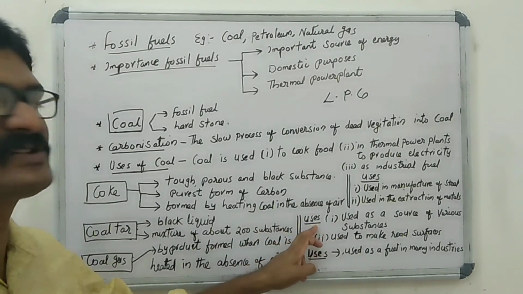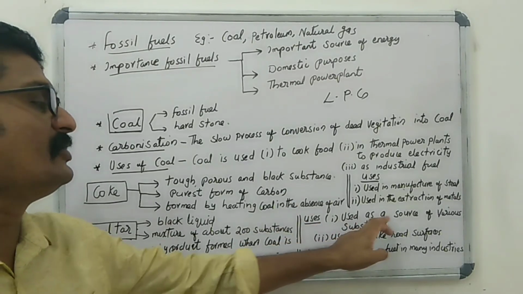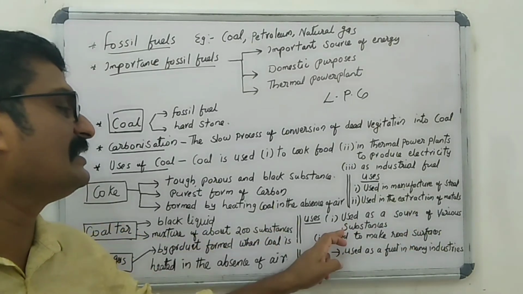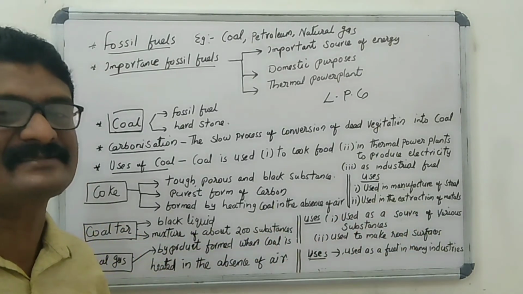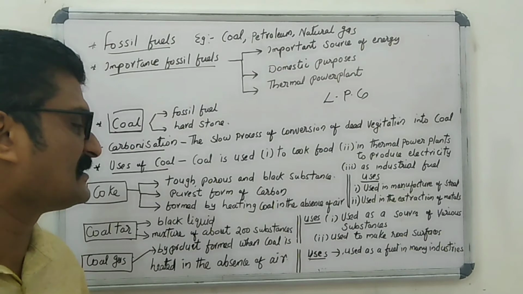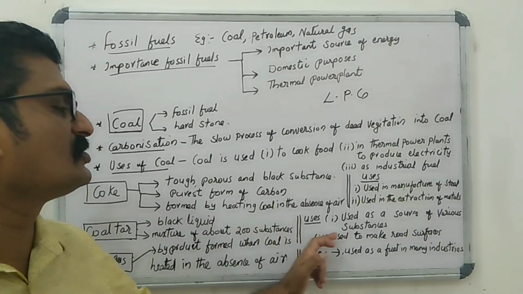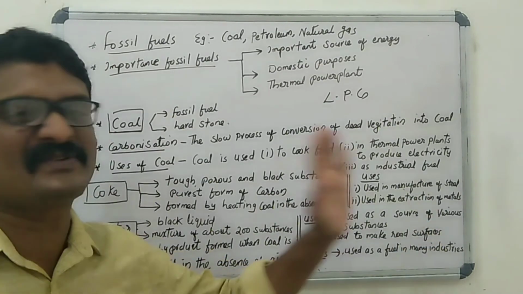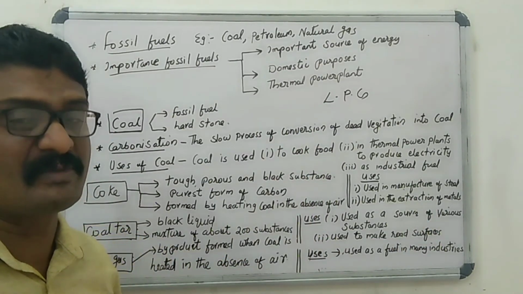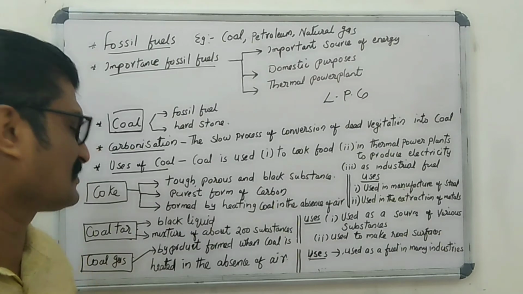And the main uses of coal tar: number one, it is used as a source of various substances. And second, coal tar is used to make road surfaces.